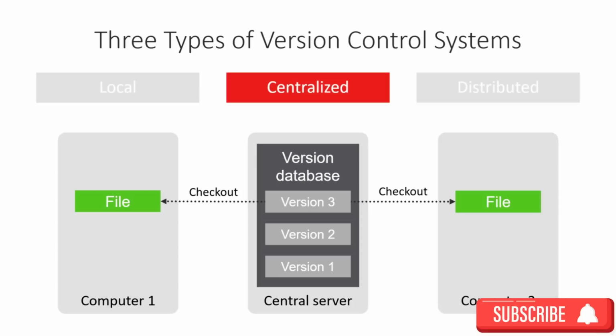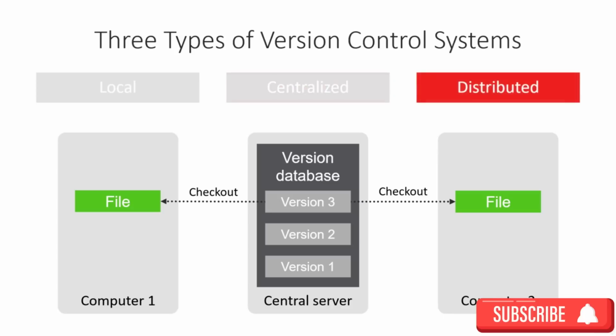But as you can see, on your computer, you have only a specific version. To look, for example, at the history of your source code, or to save changes to your source code, you need a connection to the server. This means without the server, you cannot use the features of the version database. And this is exactly the point where distributed version control systems enter the stage.